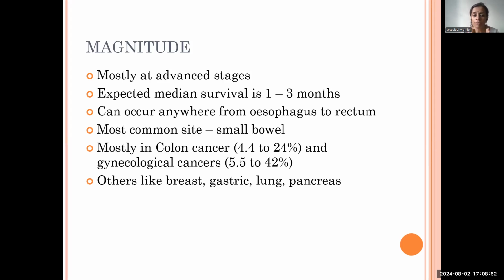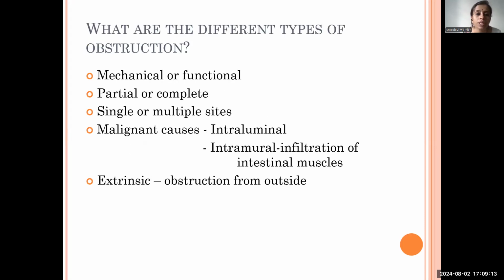So remember, a few things from this slide. The prognosis is very bad. The median survival will be very less by the time they present with malignant bowel obstruction. And the most common cancer associated with bowel obstruction will be gynecological cancers, followed by colon. And the most common site is small bowel. So these are the few important things that we need to remember from this.